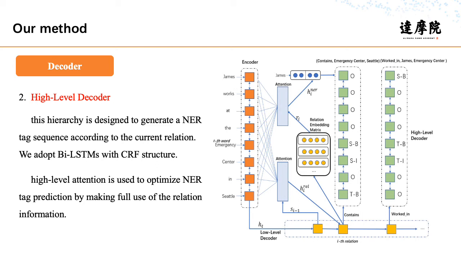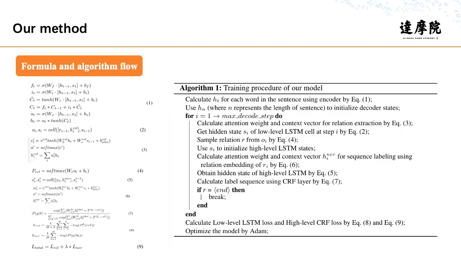In detail, we use the relation embedding of the current low-level decoding step to attend over the encoder representation. Thus, relation information is incorporated to help high-level NER tag decoding. From the picture on this page, we can see how our model works.